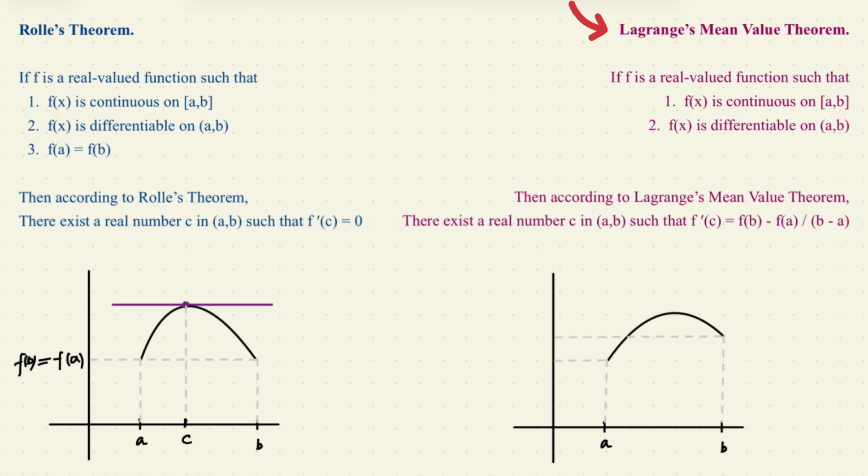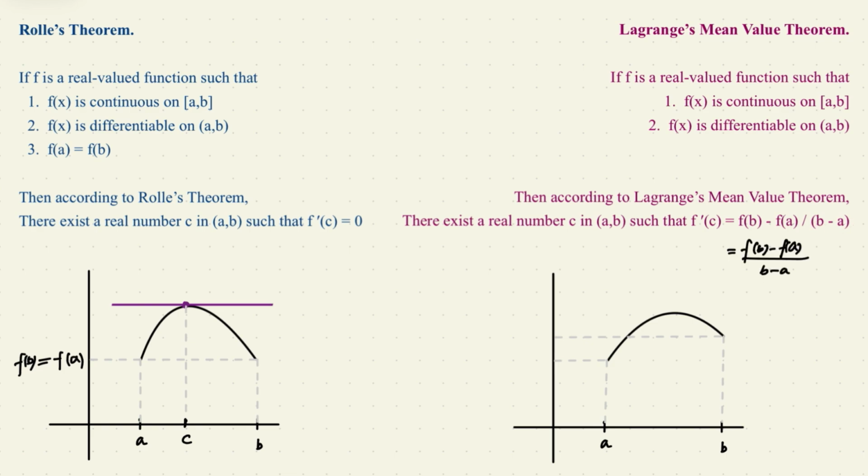Now let us look at Lagrange's mean value theorem here. It states that if f is a real valued function such that f(x) is continuous on closed interval [a, b], and f(x) is differentiable on open interval (a, b), then by Lagrange's mean value theorem there should exist a real number c between a and b such that f'(c) equals (f(b) minus f(a)) over (b minus a).